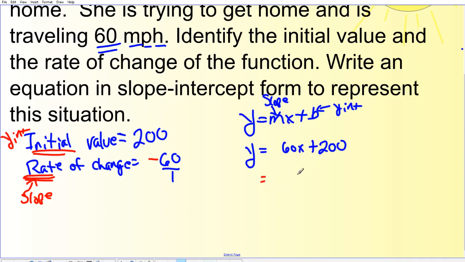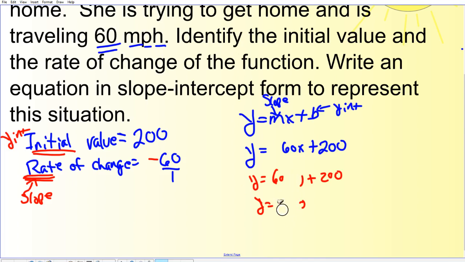Let's say she's been driving for 1 hour. And I do the math. She's driven for 1 hour. 60 plus 200, and I do the math. Y equals 260. So after she's been driving for an hour, is she 260 miles away from home? I hope not. If she is, she's not doing a very good job driving home.